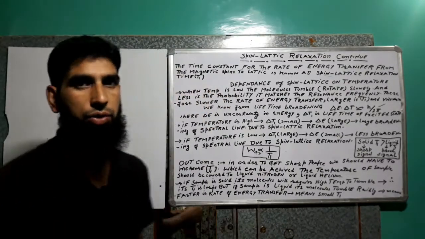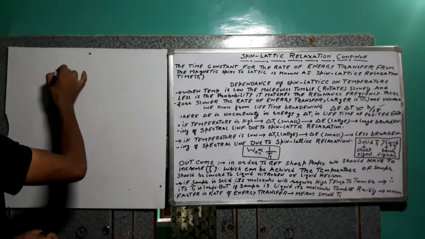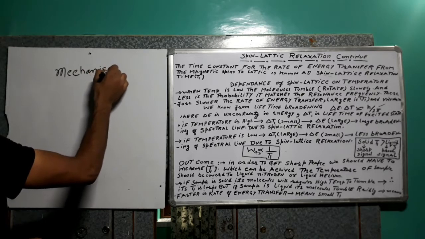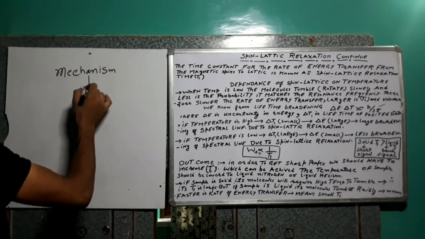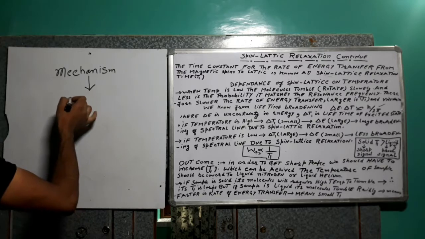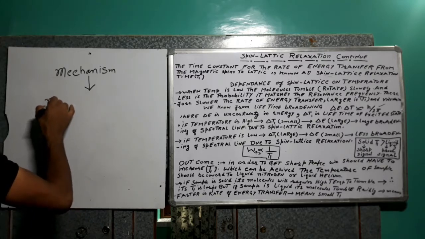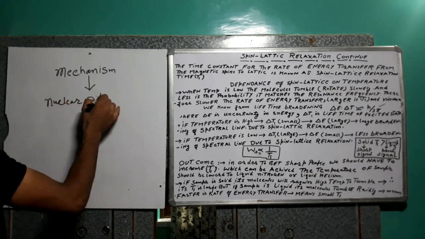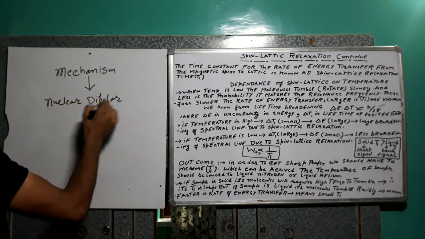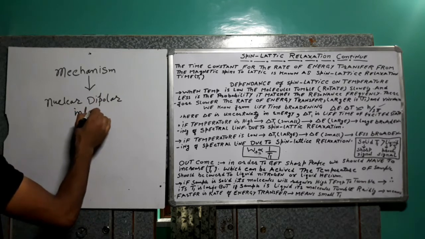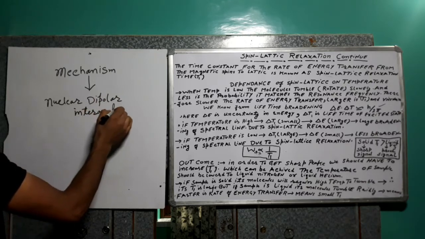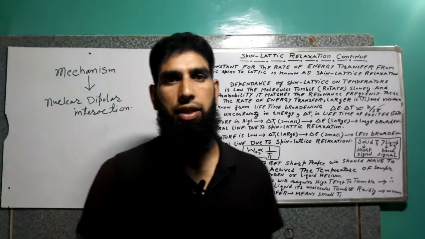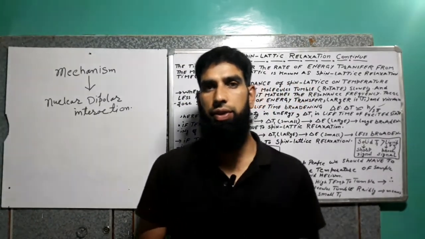interactions. As you know, the mechanism of nuclear spin-lattice relaxation is known as nuclear dipolar interactions. Okay, that you know because I have already explained it in my previous video.